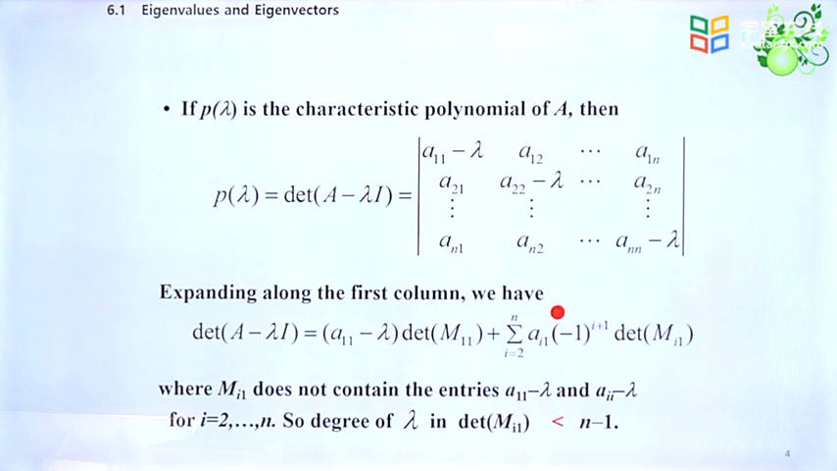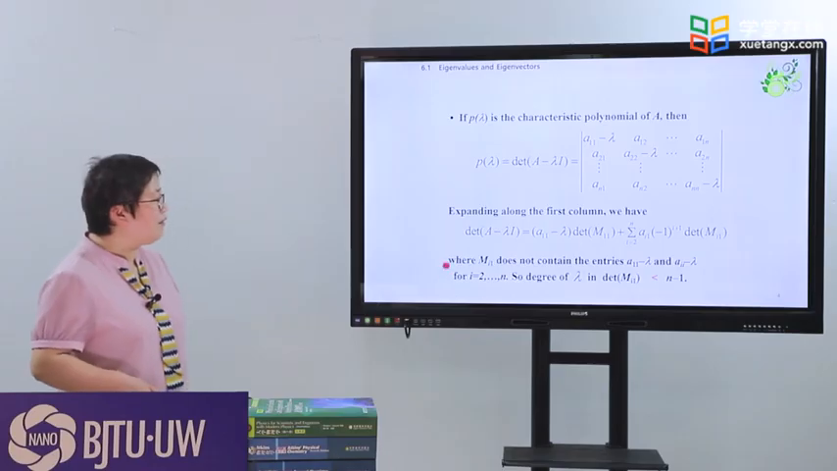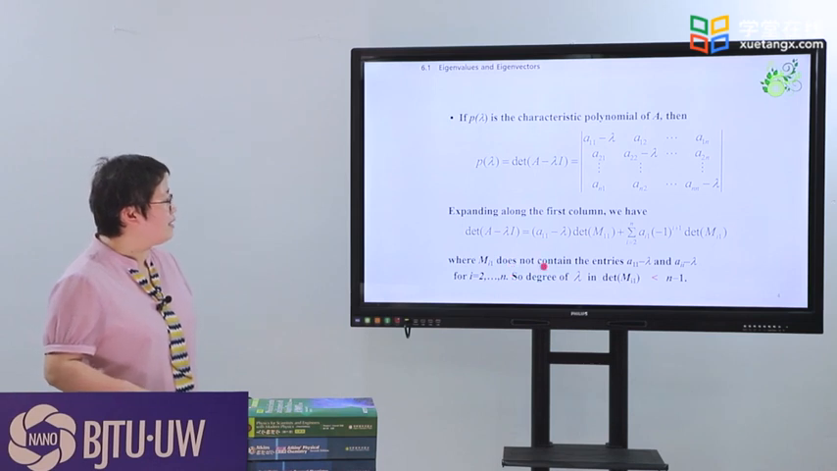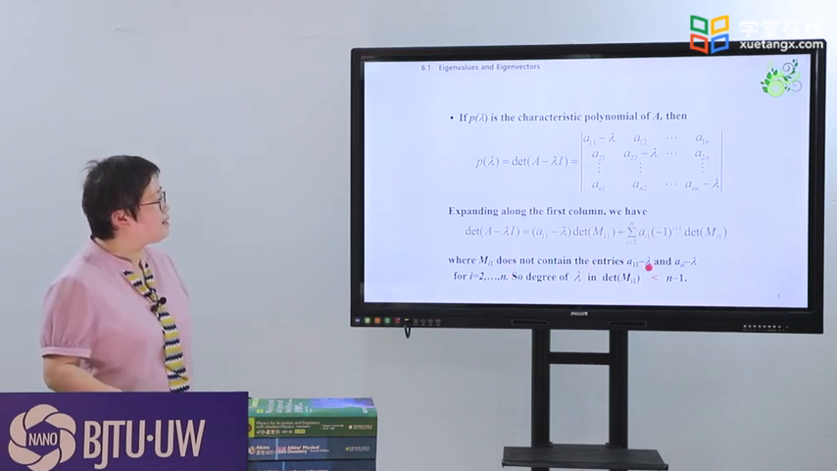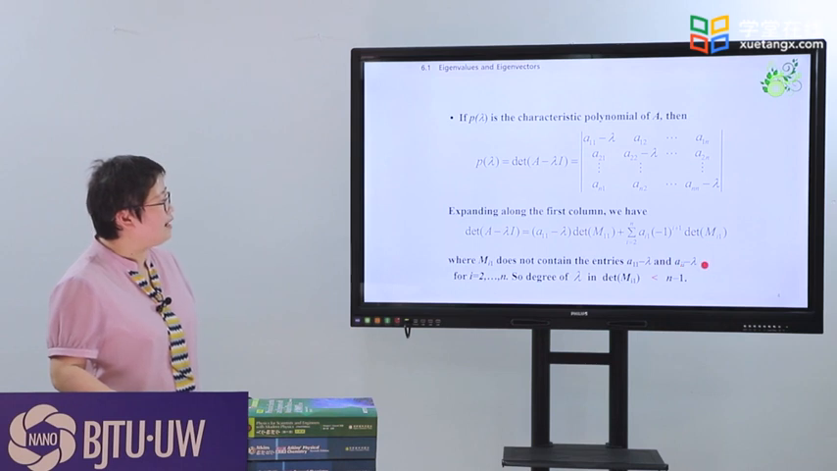Expanding along the first column, we have the determinant of A minus lambda I equals (a11 minus lambda) times the determinant of M11, plus the summation, i varies from 2 to n, of ai1 from the first column, times (minus 1) power i plus 1, times the determinant of Mi1. So this is just the cofactor expansion of this determinant along the first column, where Mi1 doesn't contain the entries a11 minus lambda and aii minus lambda, right?